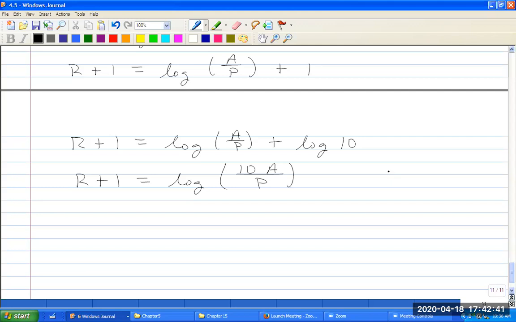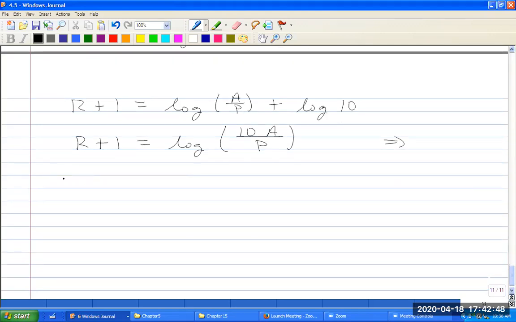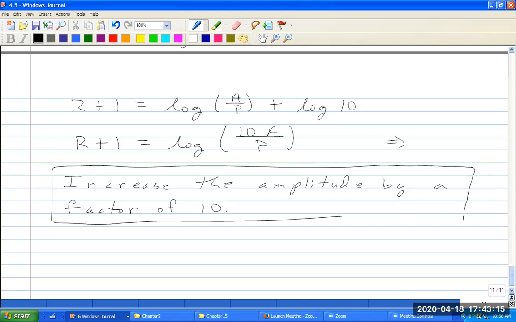And so you have to increase the amplitude by a factor of 10. So it has to be 10 times larger amplitude.